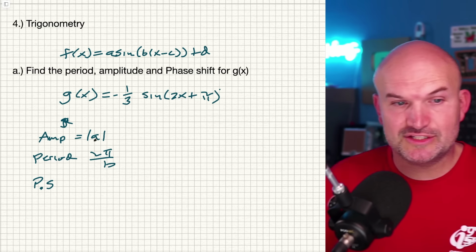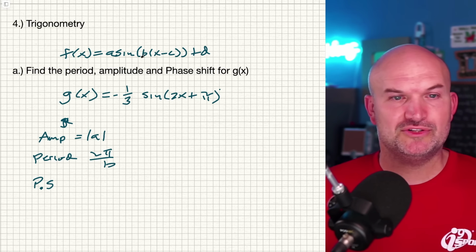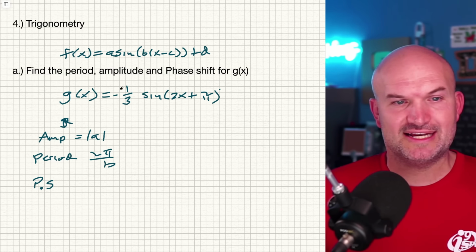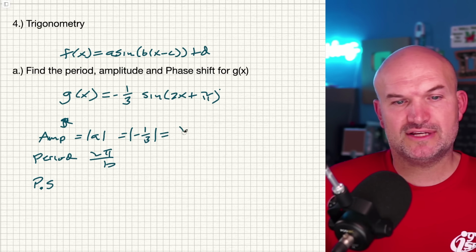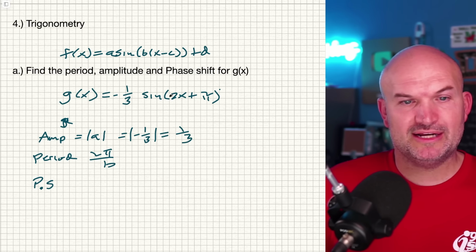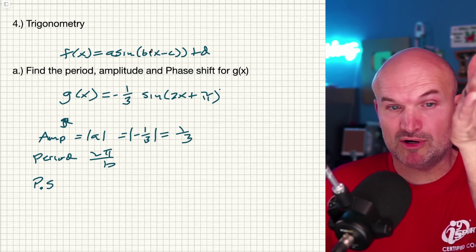So let's go and identify how to find the amplitude. Amplitude, absolute value of a. Well, my a in this case is a negative 1/3. So the absolute value of negative 1/3 equals 1/3. For my period, 2 pi divided by b. B is what we're multiplying by x.